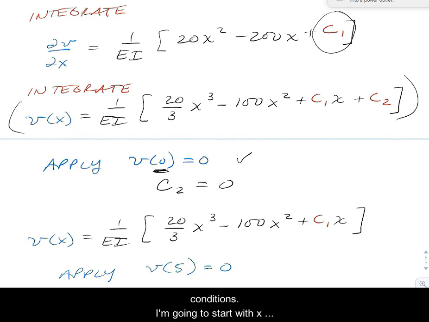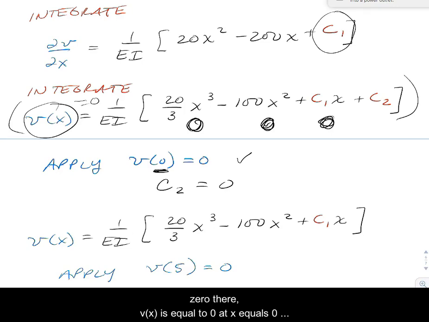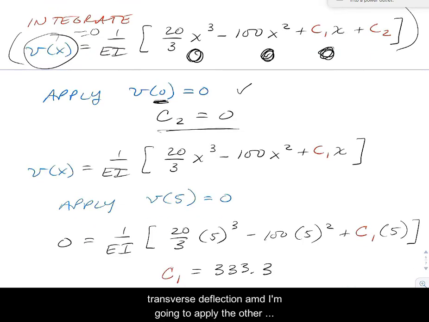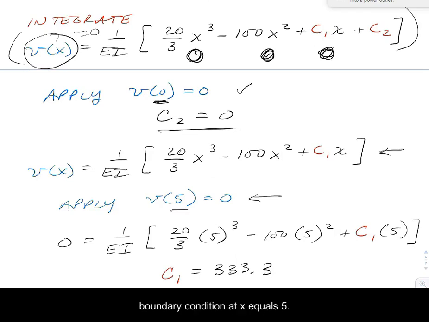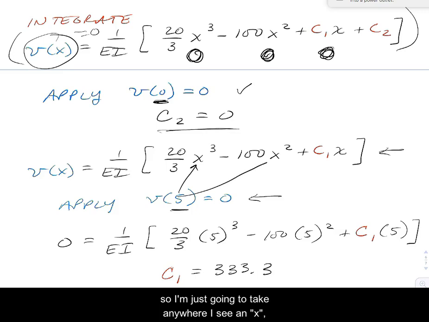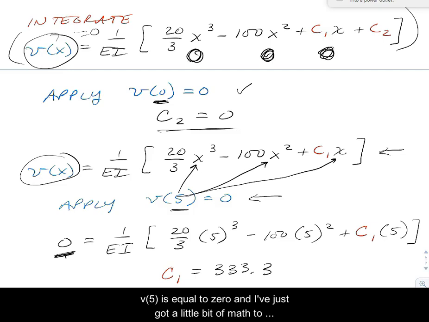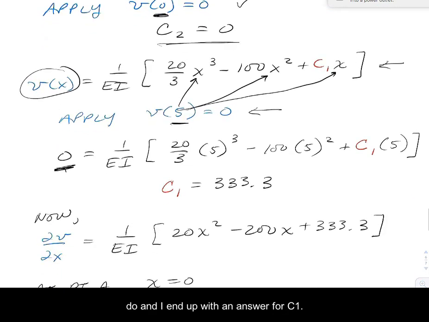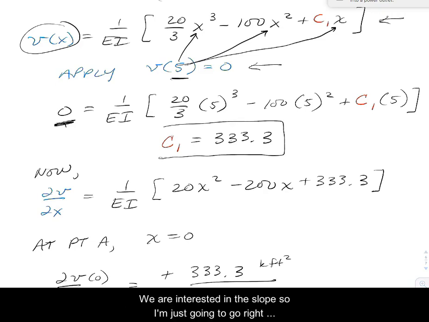I'm going to start with x equals 0, and plugging in x equals 0, I get a 0 there, 0 there, 0 there. V of x is equal to 0 at x equals 0, so therefore C2 equals 0. So now here's the equation for transverse deflection. I'm going to apply the other boundary condition at x equals 5. So I'm just going to take anywhere I see an x, I'm going to plug in 5. V at 5 is equal to 0. And I've just got a little bit of math to do. And I end up with an answer for C1.